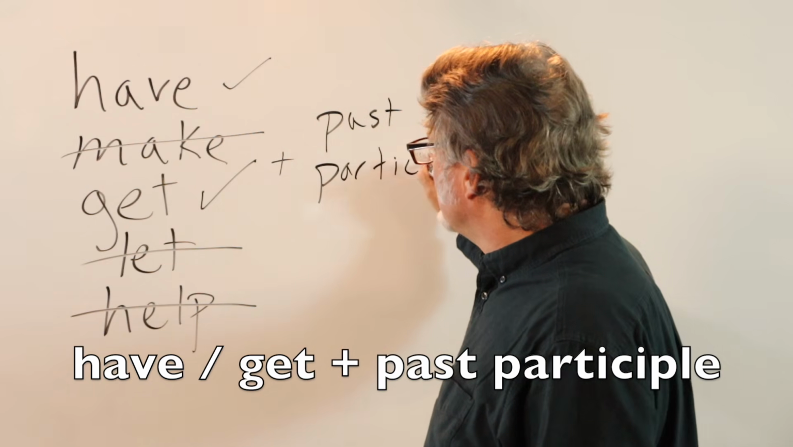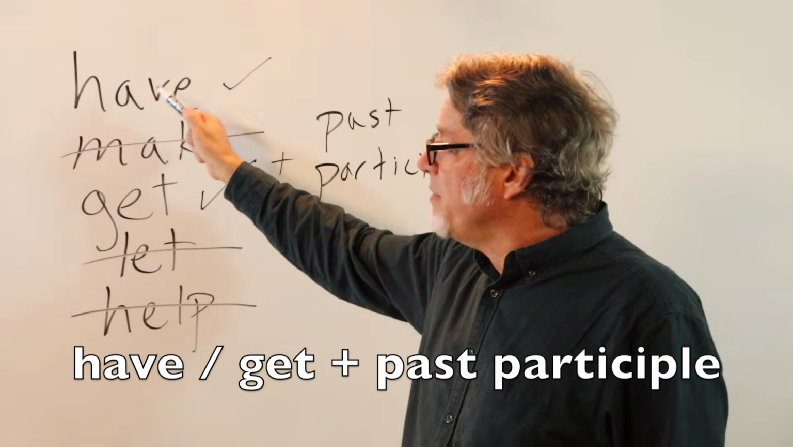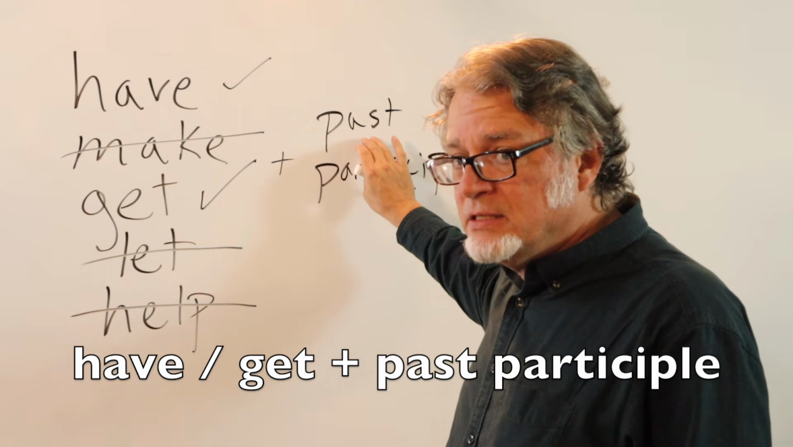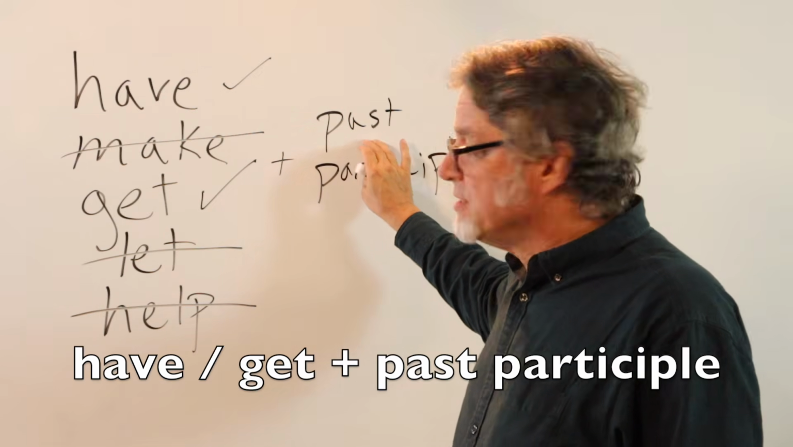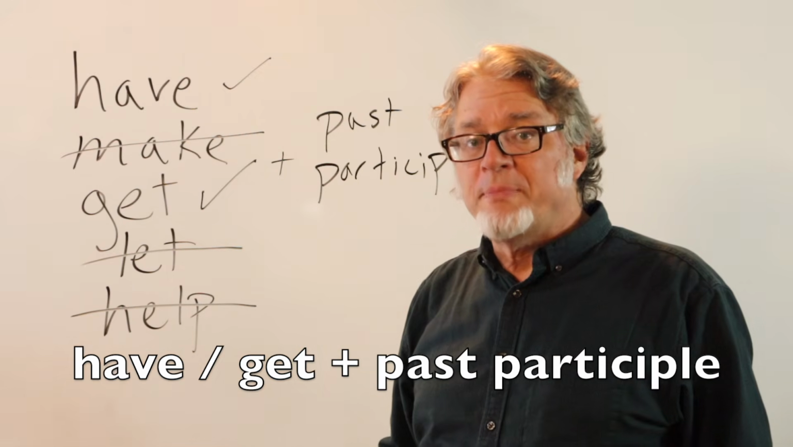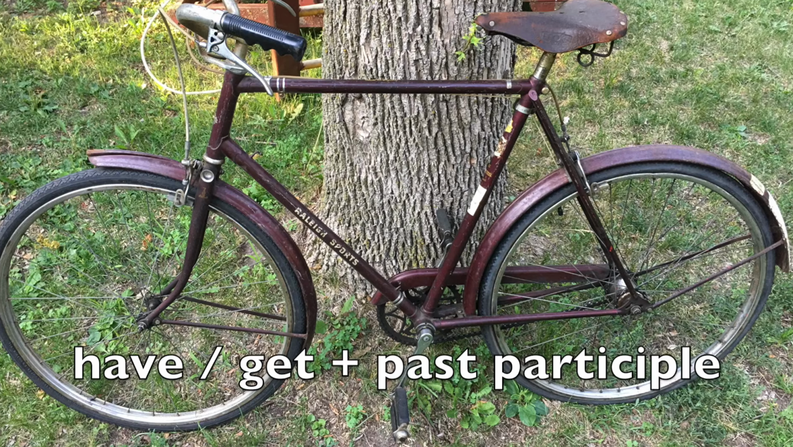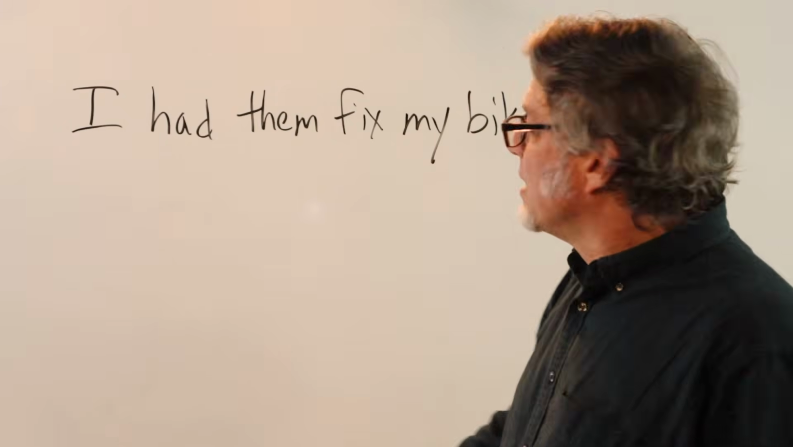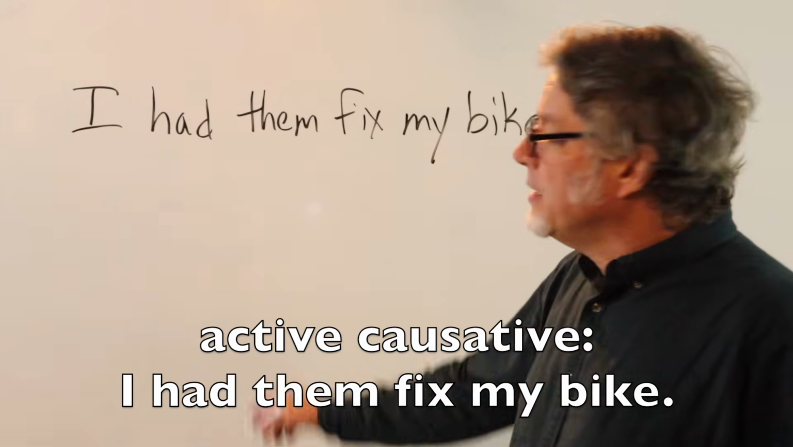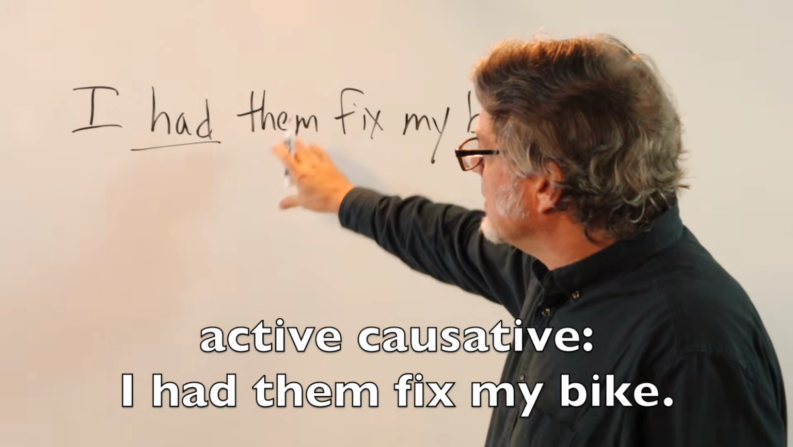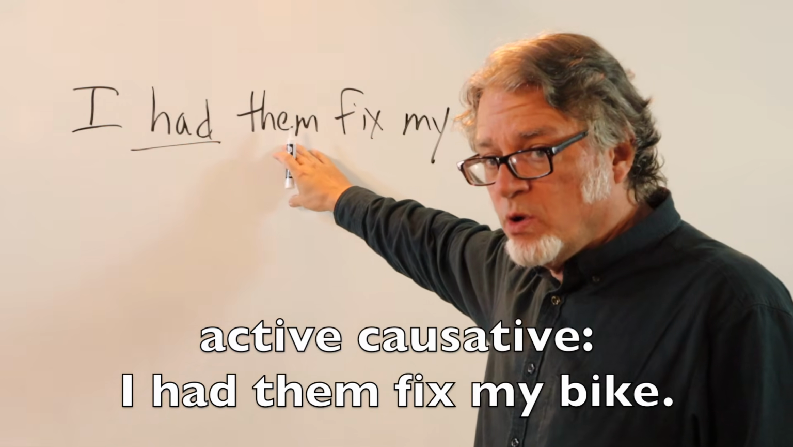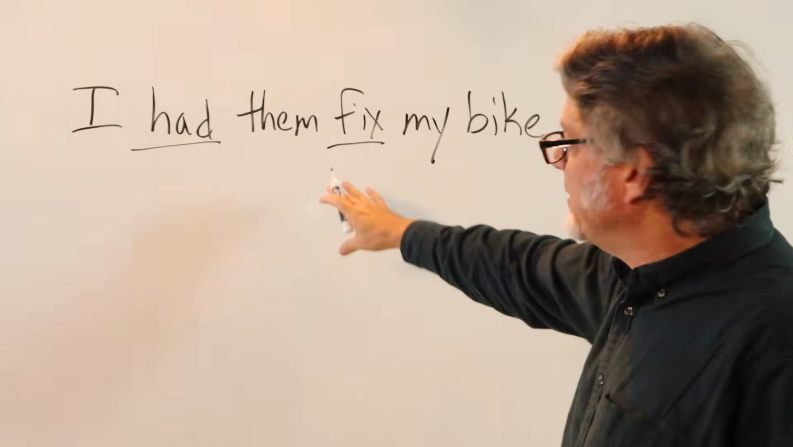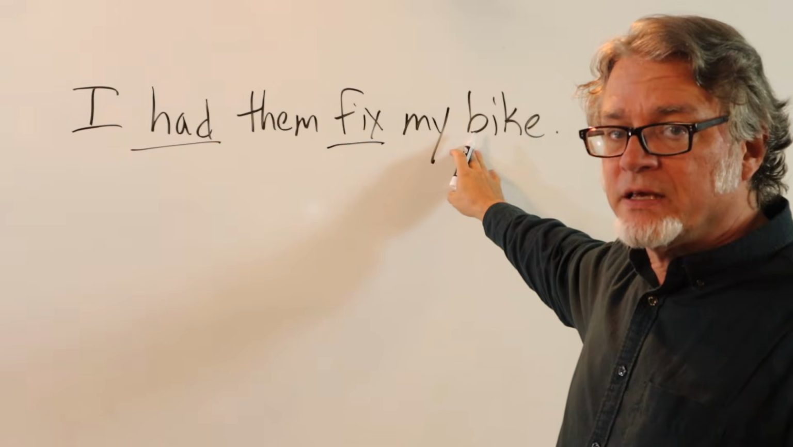That's what's different about the passive causative. Have or get, and then towards the end of the sentence, you choose a past participle. In this sentence, I had them fix my bike. Here is the causative verb. These are the people who are doing the work, whoever they are. This verb is in the simple form, and then this is the thing that is fixed.